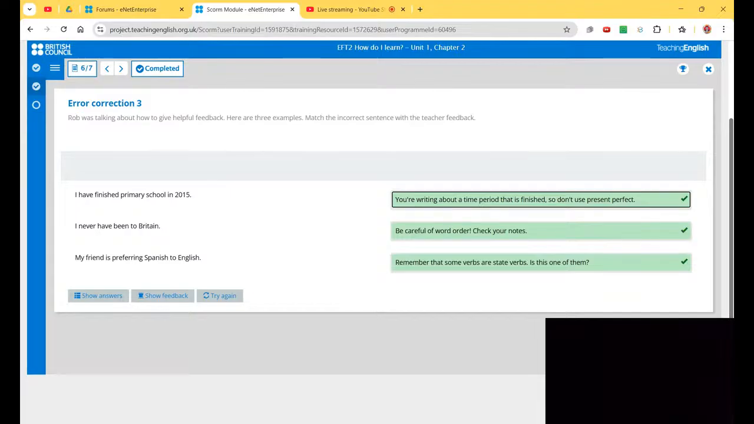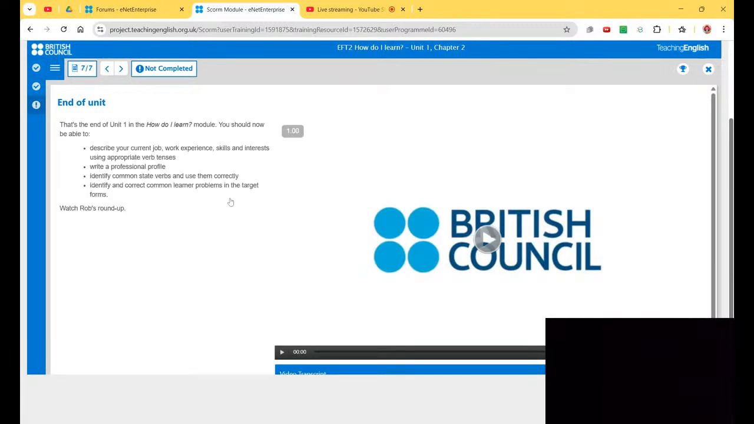I've never been to Reading. My friend is preferring Spanish to English. Identify common state verbs and use them correctly. Identify the correct common errors and form in the target form.